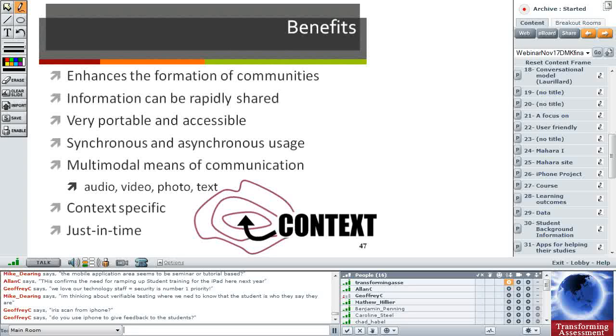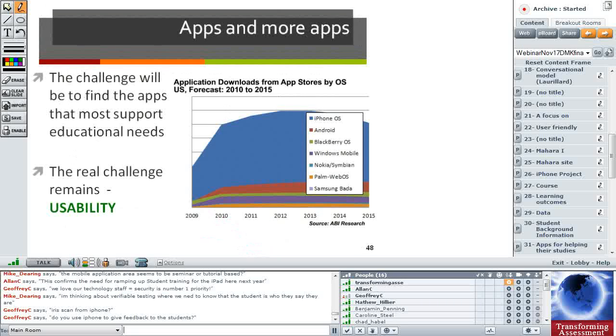We have a system at the university where we can push survey instruments out to iPhones, and we've used that to gather information about apps, about student difficulties and issues that they've faced, as well as the focus groups. It's quite clear that one of the things that's going to drive the project in the future is to find the apps that most support educational needs and have the right price, dare I say, as in, for our students, free. So price is a very interesting thing.